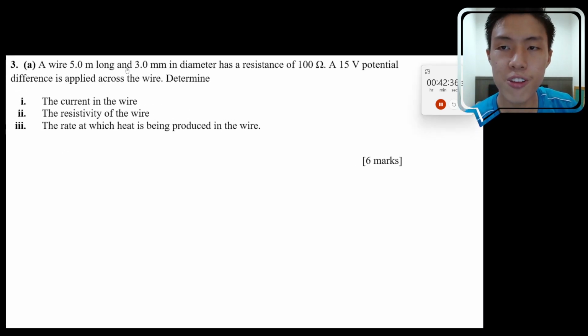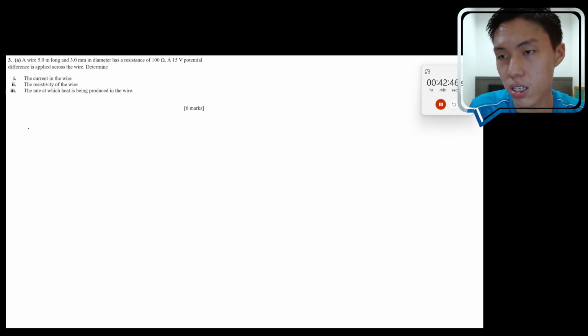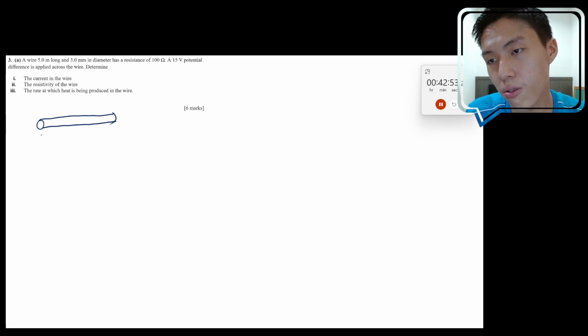A wire 5 meter long and 3 millimeter in diameter has resistance of 100 ohm. A 15 volt potential difference is applied across the wire. Okay, so to sketch the situation, let's say you have a wire over here. If you measure the length of this wire, it will be 5 meter long. But if you measure the diameter over here, this diameter here will be 3 millimeter.